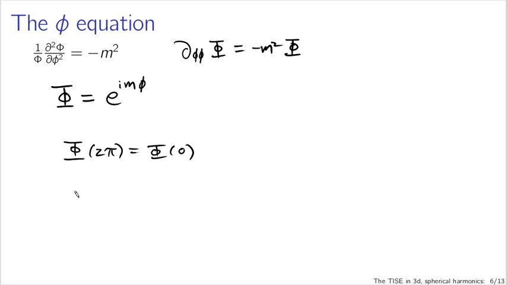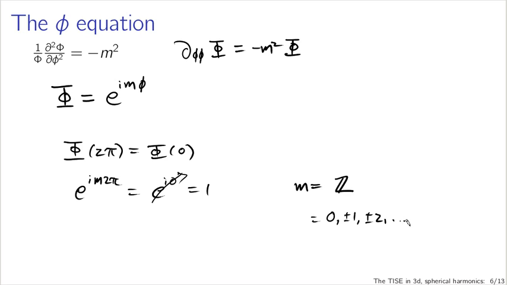So, if I plug this in, I'm going to end up with e to the i m 2 pi being equal to e to the i 0. e to the i 0, well, that's just 1. So, e to the i 2 pi times m is going to be equal to 1. You know what the behavior of e to the i m phi is. It's a complex number rotating around as phi increases. And if I'm going to have it get back to where it started in a complete revolution, m here has to be an integer. So if m is going to be an integer, for instance either 0 or plus or minus 1 or plus or minus 2, etc., I will end up with a valid solution for my phi part here.